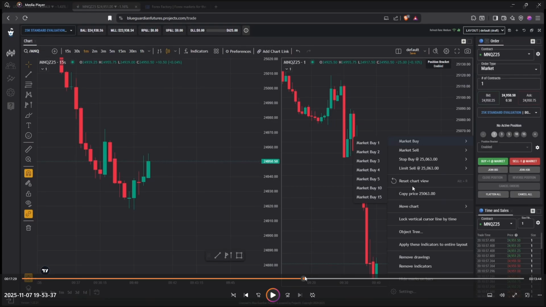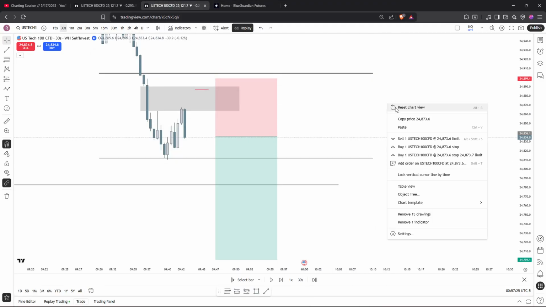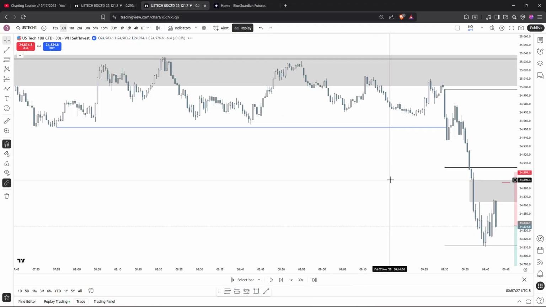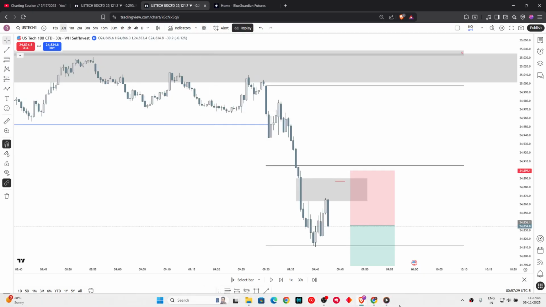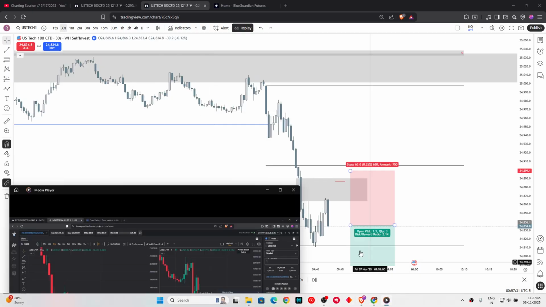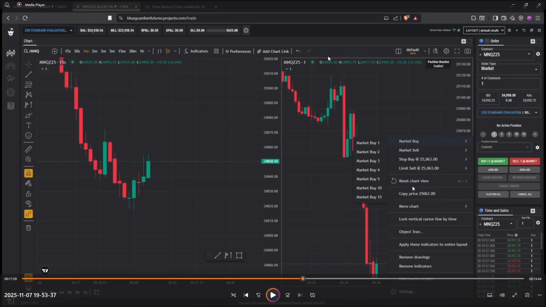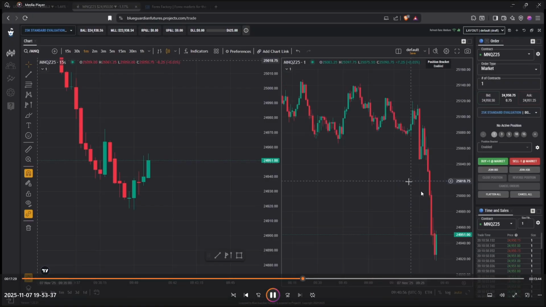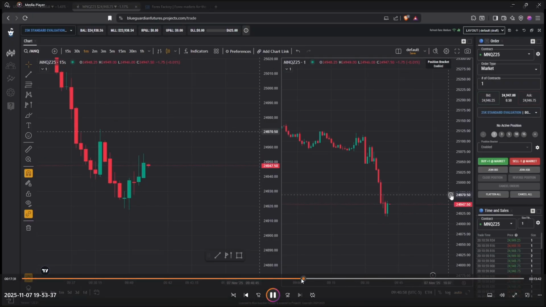Then here I was again about to make a mistake. If you press the right button on the chart, the first option is reset view, but in the broker, in the Blue Guardian futures, if you press the right button, the first option is market buy. So I was mistakenly about to press market buy, then I did a reset chart view. I looked at it twice.